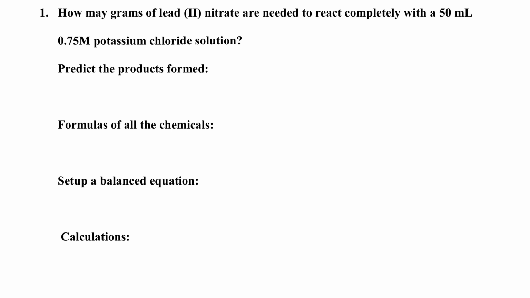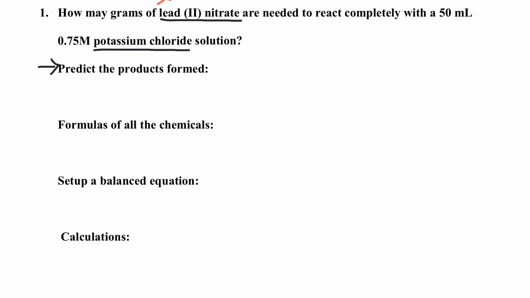So we will start off with the very first thing you need to do, which is to predict the products formed. So this is your reactant number 1. This is your reactant number 2. Notice that I'm not asking you to find their formulas first. I'm asking you to predict the products formed. There's a very simple way to do that. All you need to do is use a different color.